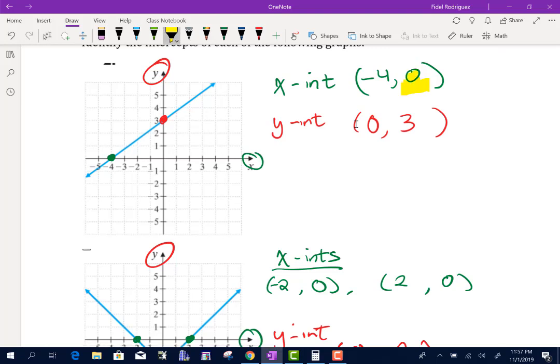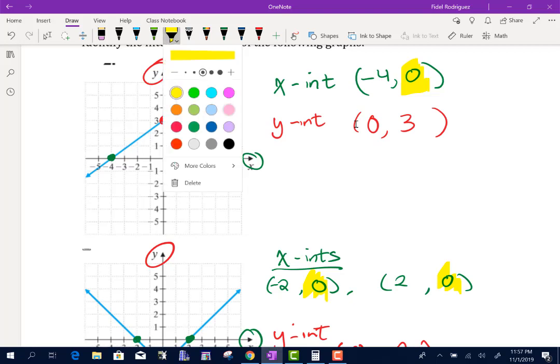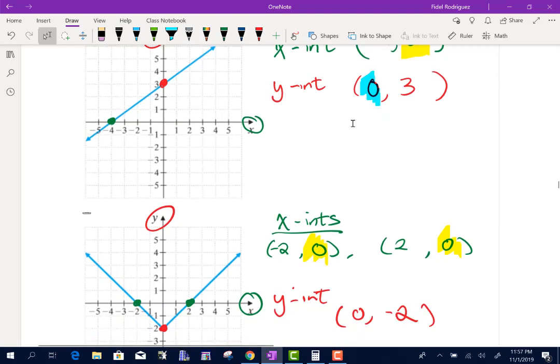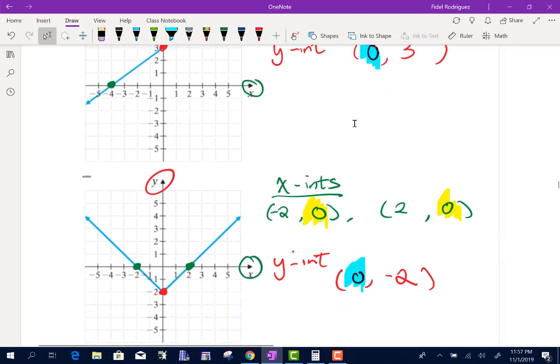In the x-intercept, I want you to notice something. The second number, the y, is 0, right? Isn't it the same thing here, the y is 0 and the y is 0? And then, let's go blue. And in the y-intercept, look at the first number. The first number is 0, right? And the y-intercept here, the first number was 0, okay?